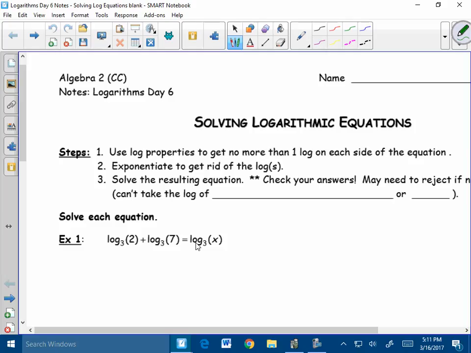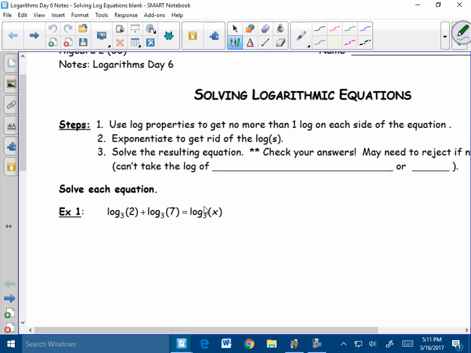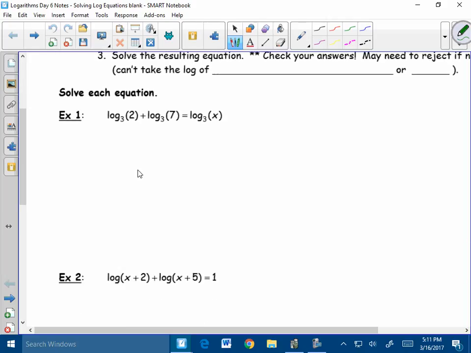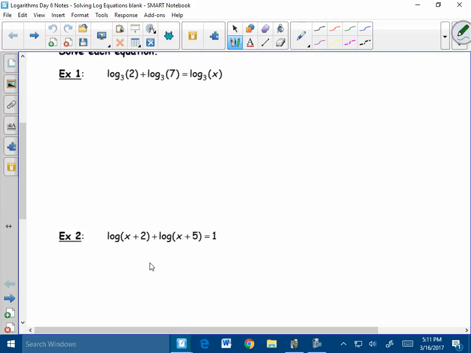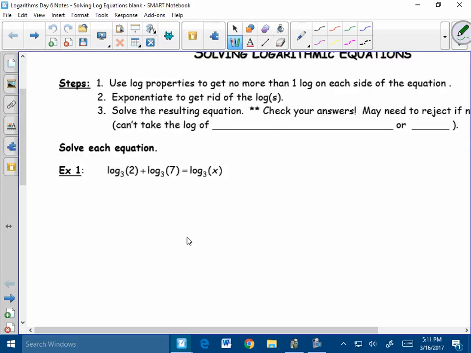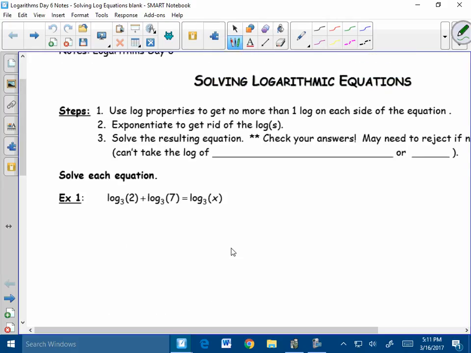So we've laid a lot of the groundwork here already. If you scroll down, these are some fairly complex equations in that there's just a lot going on, which means that we're going to actually make use of our log properties. So the steps to solving the log equations are listed out up here.